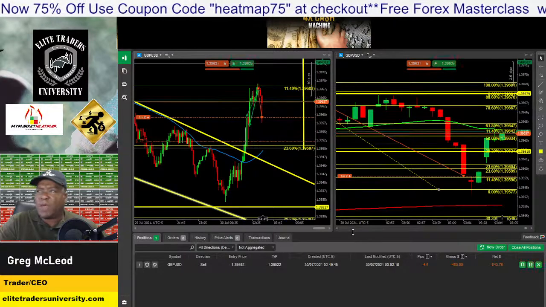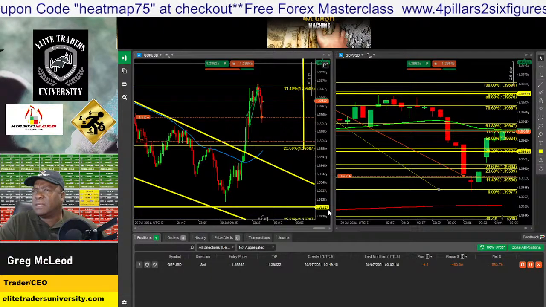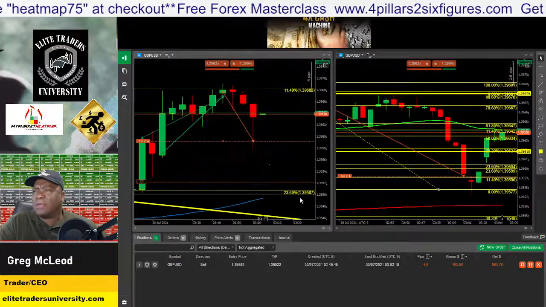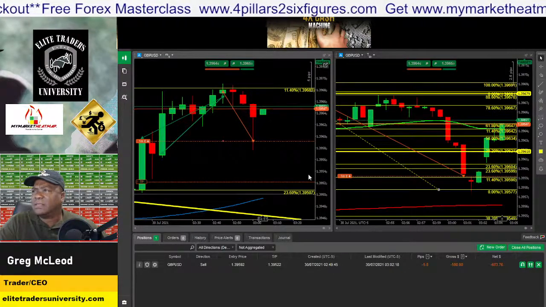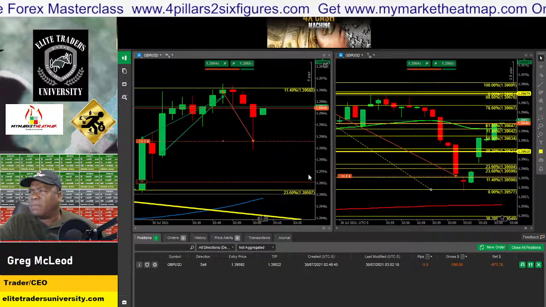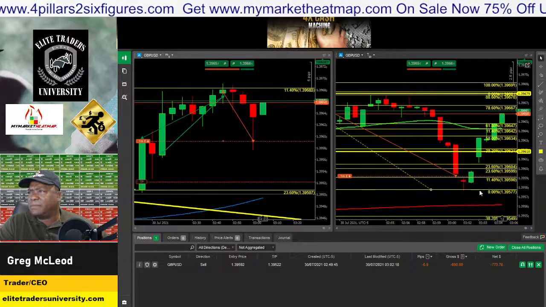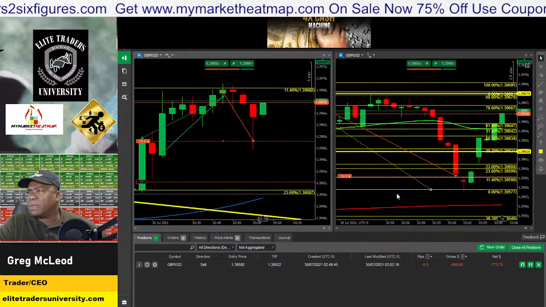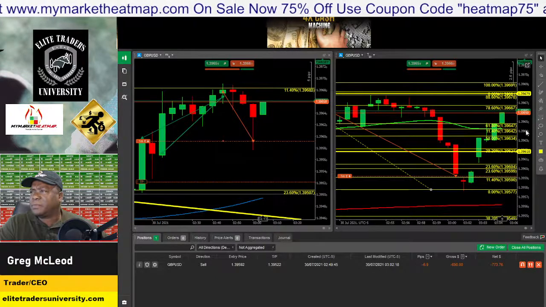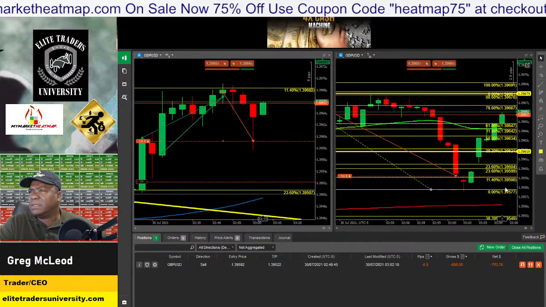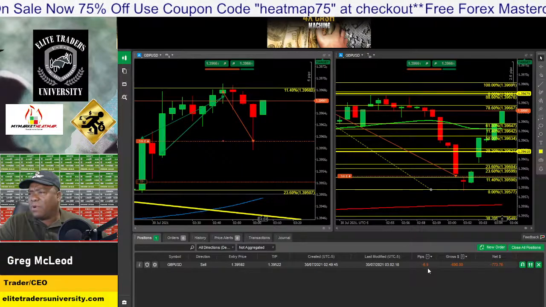See if we get our three-wave correction against the trend. I mean, it was just a long wick. It's like, ugh, wick. Okay. And it's coming up. Kind of a shake and bake. And we pass a 61% retracement. If it gets above the 786, we're down 6.9 pips.